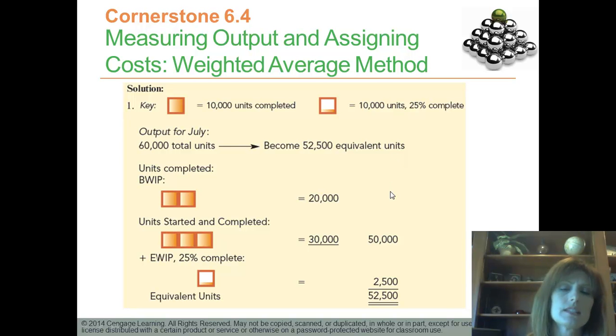Okay, so let's talk about this here. We had 20,000 units that we completed from work in process, 30,000 that we started and completed. That was the 50,000 that we talked about. Remember in the previous slide it gave you 50,000 completed. Now we need to come up with a method to treat the ones that we didn't finish. Well, that's those 10,000 units that were 25% complete. That 10,000 times 0.25 is 2,500. So now I add my 50,000 and my 2,500, and I get 52,500 equivalent units. So again, the math isn't too hard. You just have to be very careful not to overthink this.